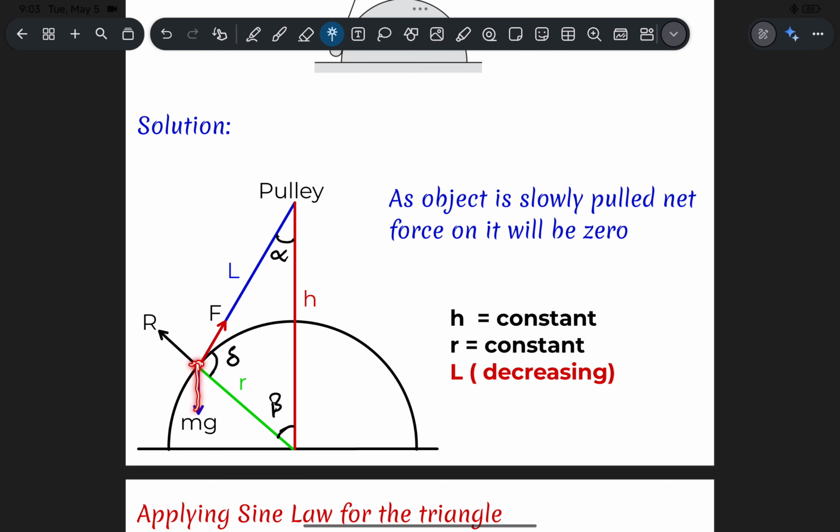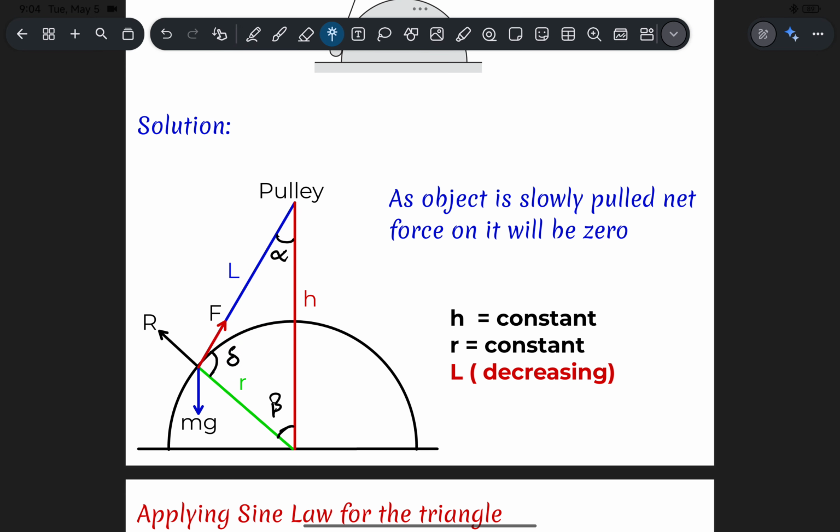So we know that mg is going to act downwards, and the normal reaction will be perpendicular to the surface, and F is acting towards the pulley. And don't mistake that the delta that I have written should be 90 degrees. It need not be 90 because this is not tangential. This is directed towards the pulley.